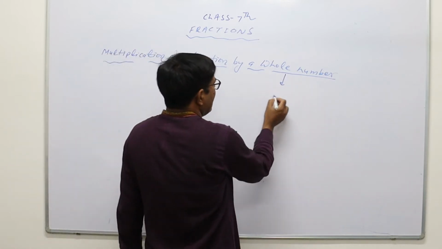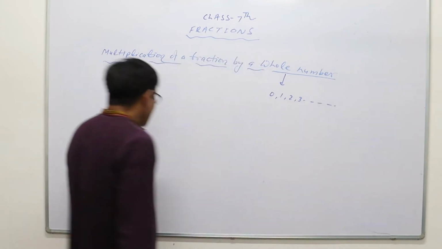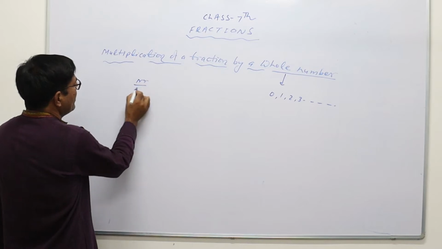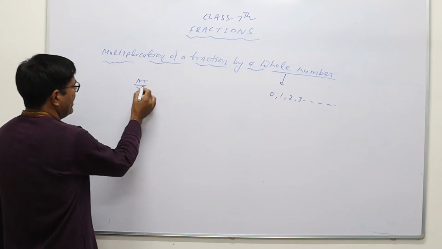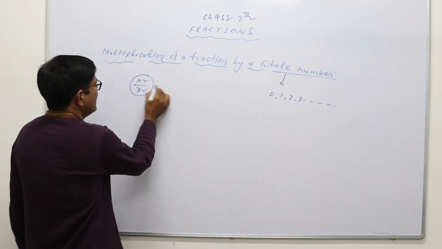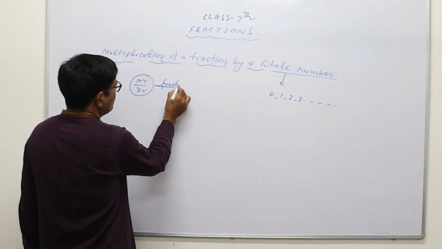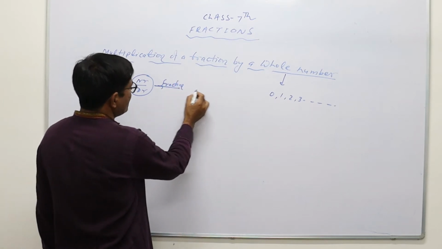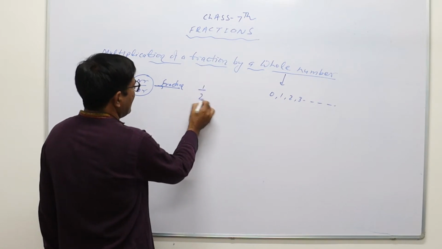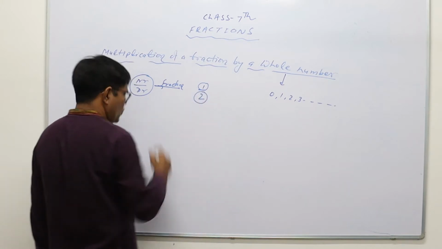So, the whole numbers are 0, 1, 2, 3 and so on. And a number of the form numerator upon denominator is a fraction. So let one given fraction be 1 upon 2, where the numerator is 1 and the denominator is 2.